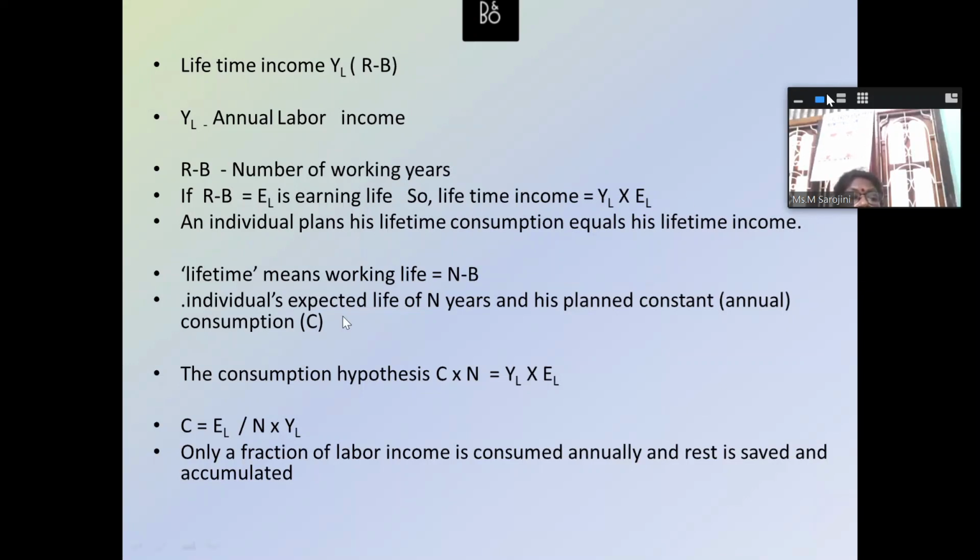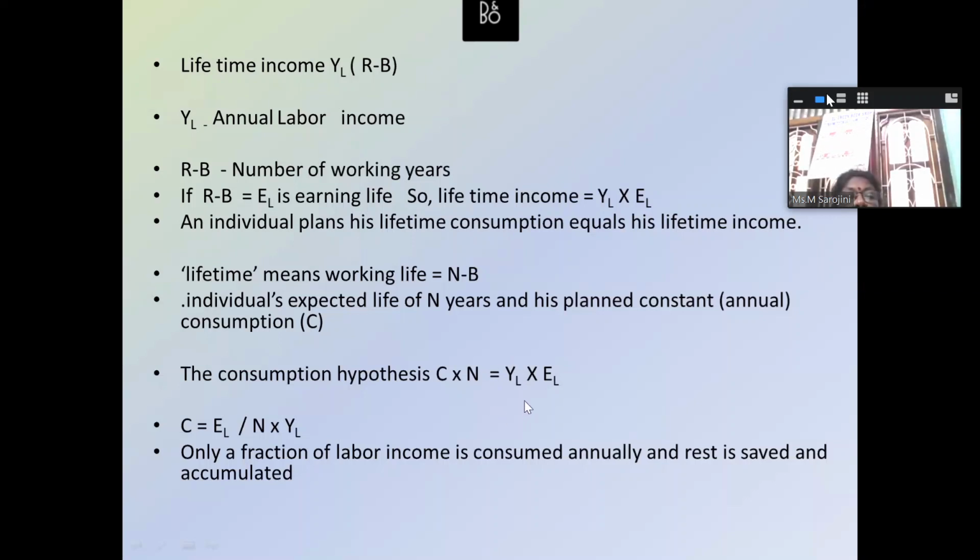Here again, lifetime income means the working life. How many years are you going to work, right? Again, an individual has an expected life of N years, that is the life expectancy, and his planned constant annual consumption is C, right? Therefore, the consumption hypothesis, C into N, where C is the present consumption, multiplied by the life expectancy, is equal to YL into EL.